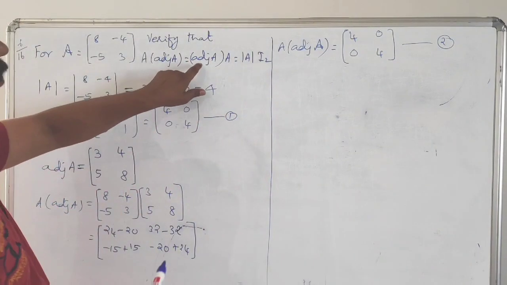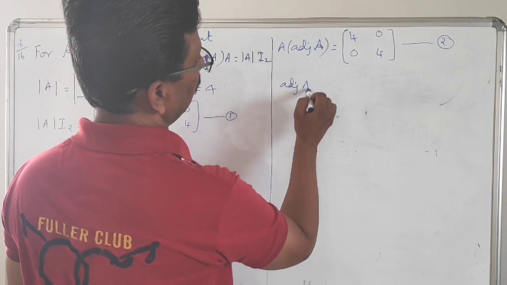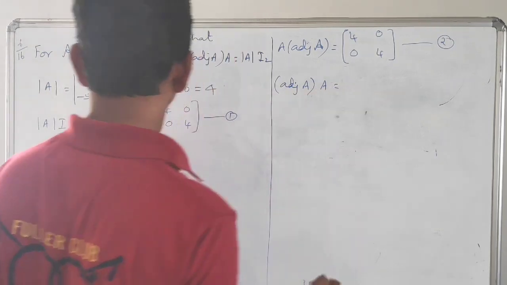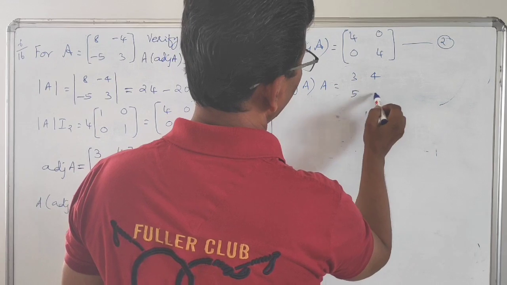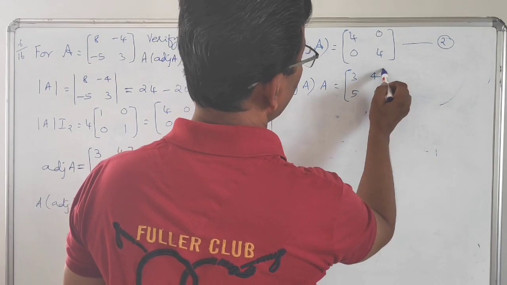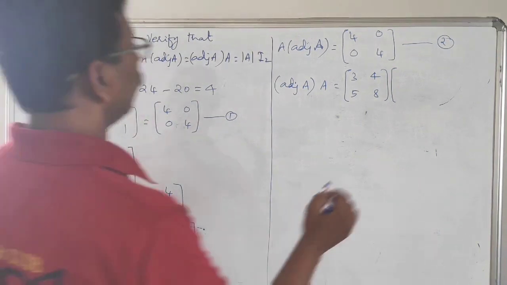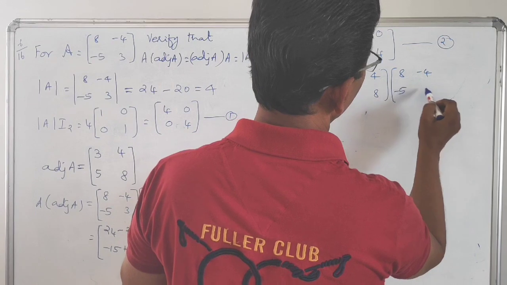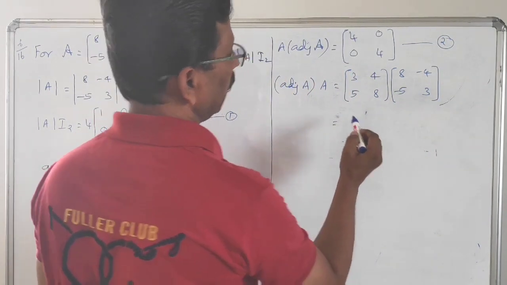Next we can go for this one, adjoint A into A. That is adjoint A into A. Adjoint A of this matrix is 3, 4, 5, 8. Now we can write matrix A. What is A? 8, minus 4, minus 5, 3. Now if you multiply, you can again use the row by column rule.